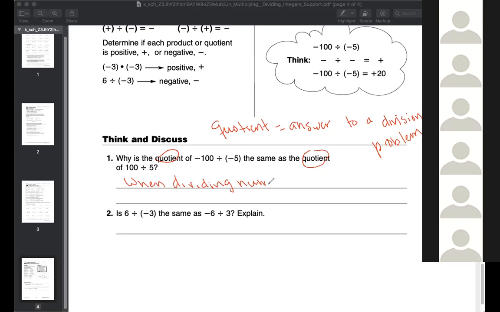And most of you wrote something similar to that, and that's fine. You said that because it's the same, a negative divided by a negative is a positive, and a positive divided by a positive is a positive. As long as you understand that, that's what I was looking for. When dividing numbers, if they have the same sign, the answer is positive. It doesn't matter if they're both negative or both positive, the answer is always positive.